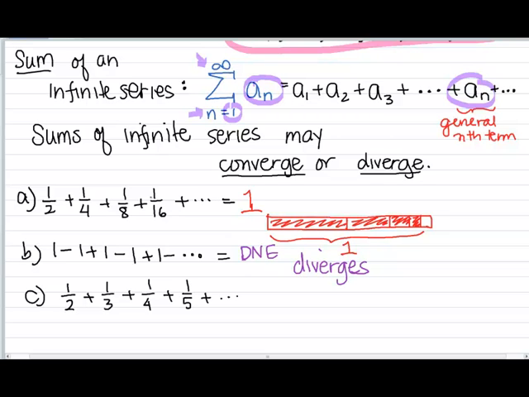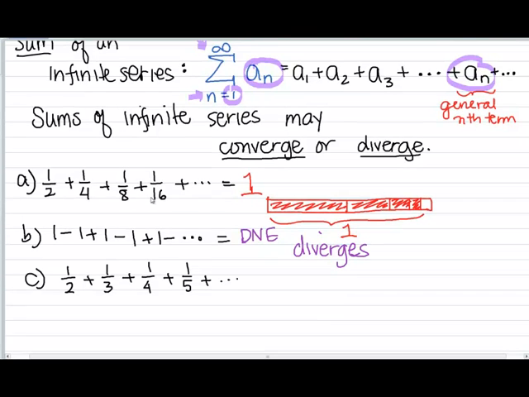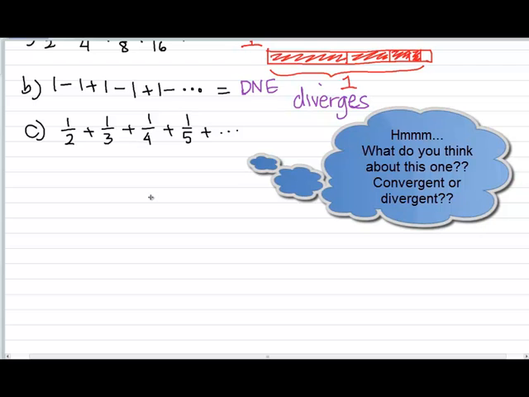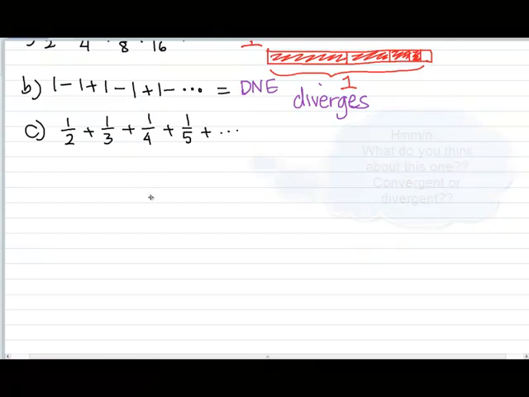And it's this one. It's very similar to the one we have above, 1/2 plus 1/4 plus 1/8, but it's 1/2, 1/3, 1/4, 1/5, and so on. Do you think this converges or diverges? And I'm actually going to leave that with you guys as an open question. We'll talk more about that later.